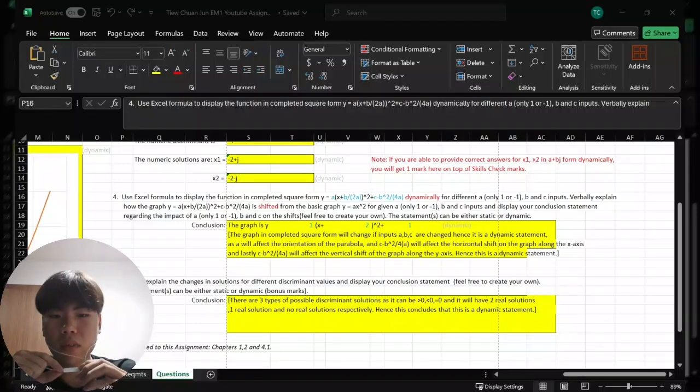The horizontal shift of the graph is determined by b over 2a, and if it's a positive value, it shifts the graph right, while a negative value shifts it to the left along the x-axis.